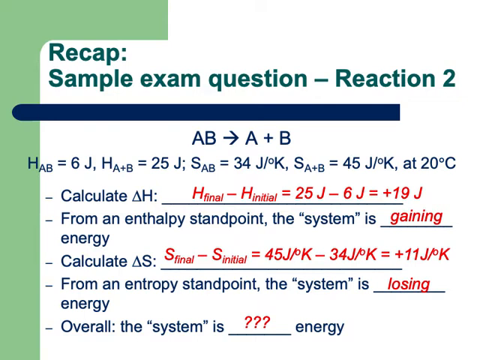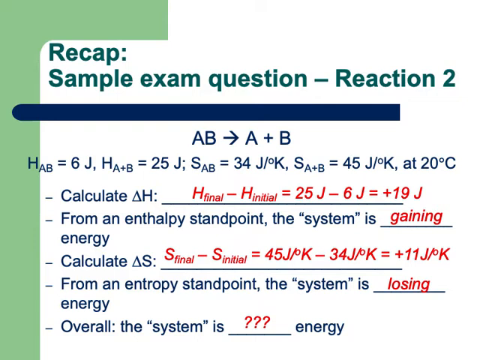Now let's look at entropy. So we need to calculate the delta or the change in entropy. So S final minus S initial, we sub in the numbers that were given above. So 45 joules per degree Kelvin minus 34 joules per degree Kelvin is equal to a plus of 11 joules per degree Kelvin. So from an entropy standpoint, the system is actually increasing disorder, increasing entropy, which we already knew this because if we look at the sample equation, we go from one molecule to two. And when we increase the number of molecules within the system, we're increasing disorder.